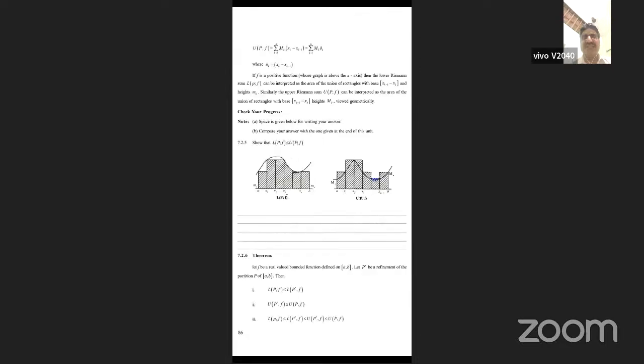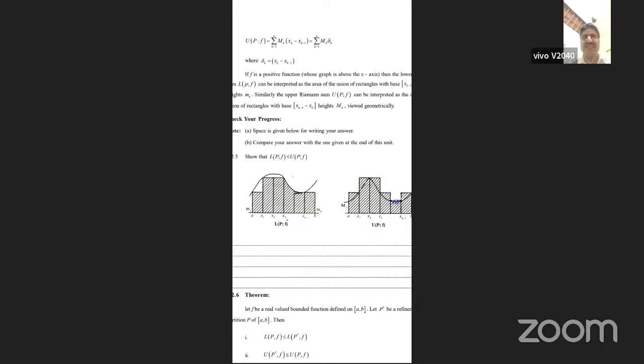Just see here. Now the upper Darboux sum, or upper Riemann sum. There are three similar names. U of P, f means the upper partition of f, or upper Riemann sum, or upper Darboux sum. Summation capital Mk times xk minus xk minus 1, that is summation capital Mk and delta k. Here, what is delta k?